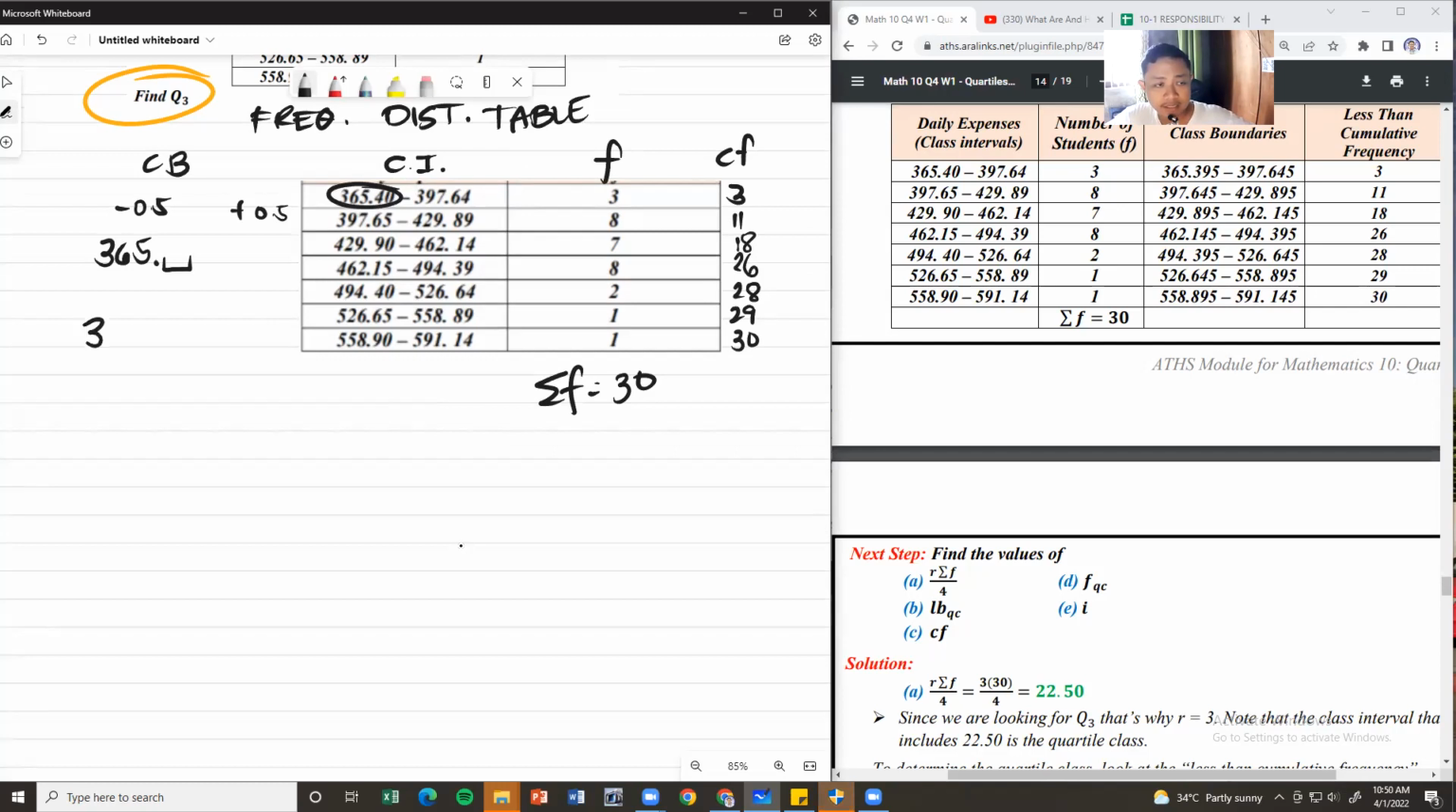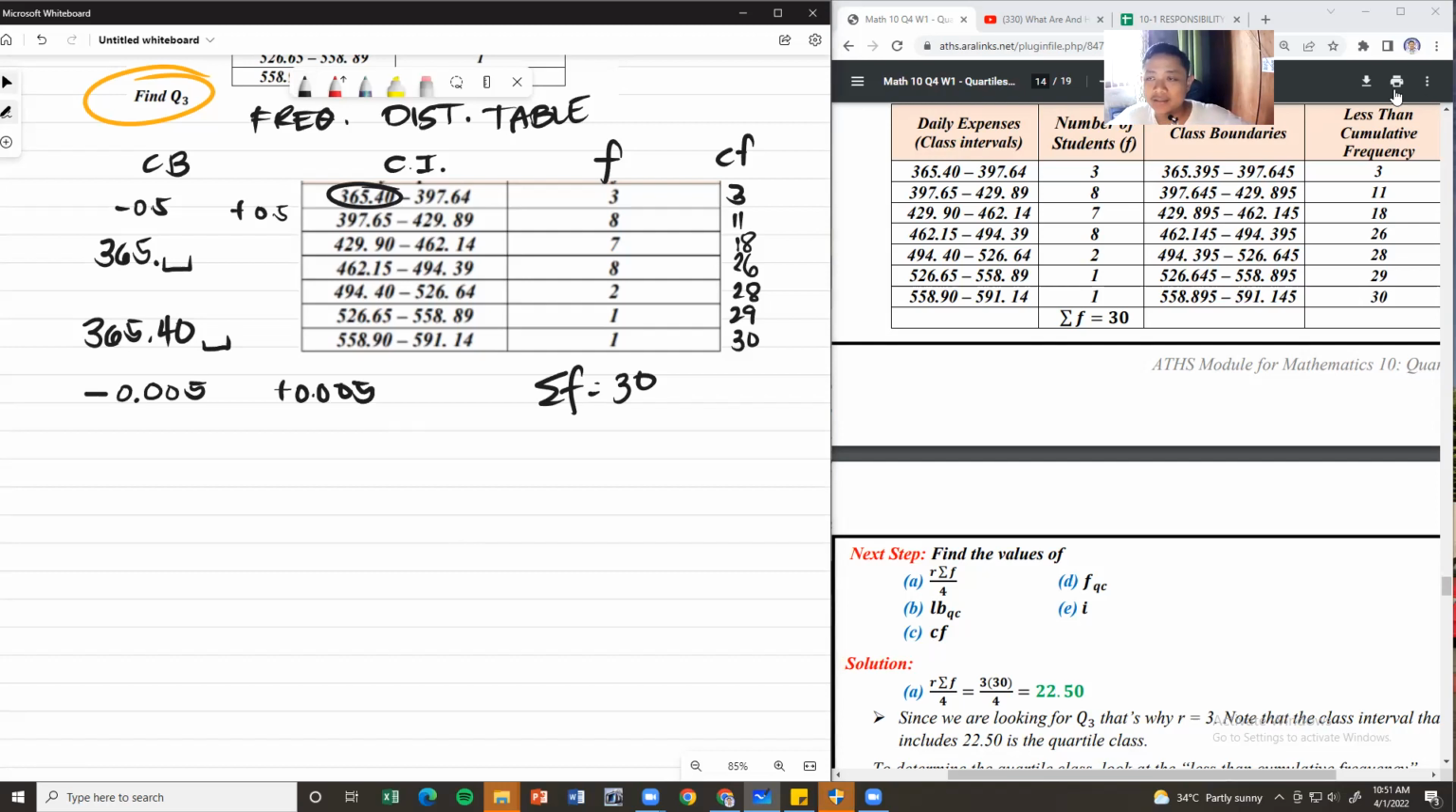So we have 365.40. So there are 2 decimal places. You need to add one more decimal place. So therefore, what you will do here is negative 0 for the whole number, tapos 00 for our 2 regular decimal places, and then 5. And then on the other side naman, plus 0.005. Okay? Show me a reaction if that's clear. That's for the class boundaries.